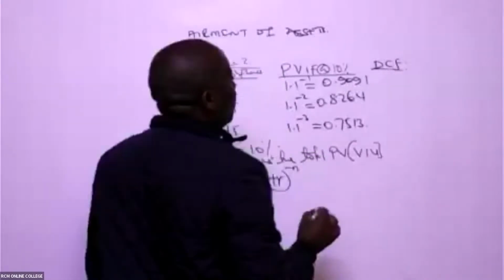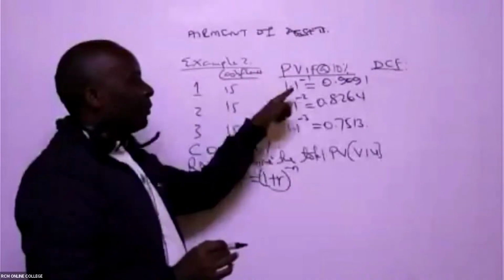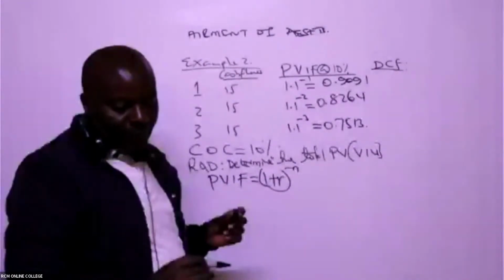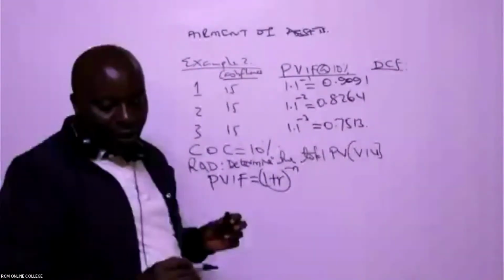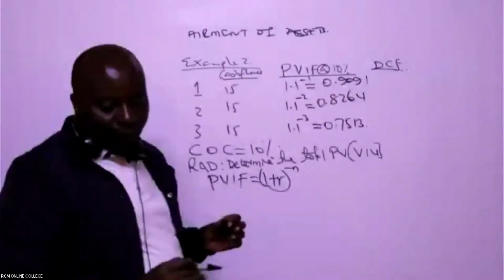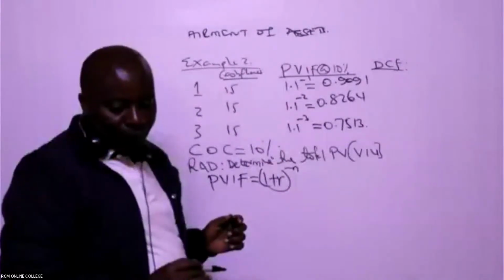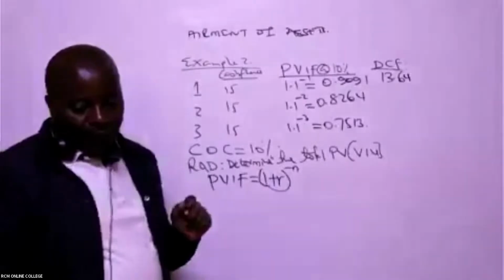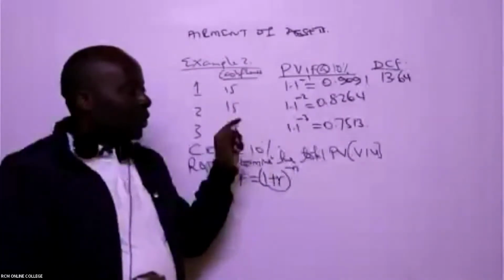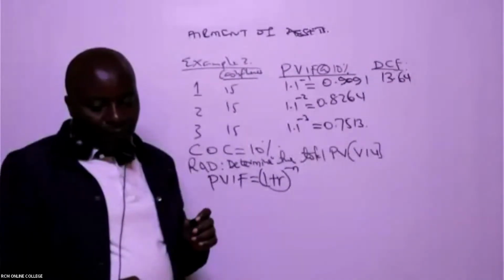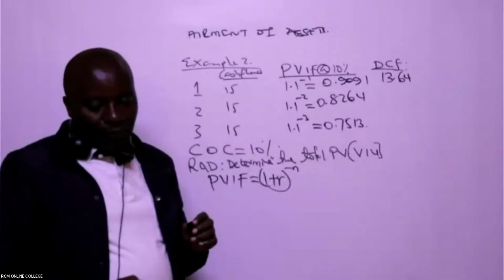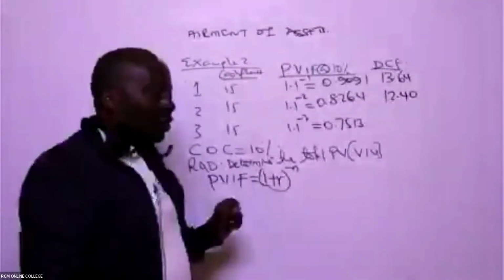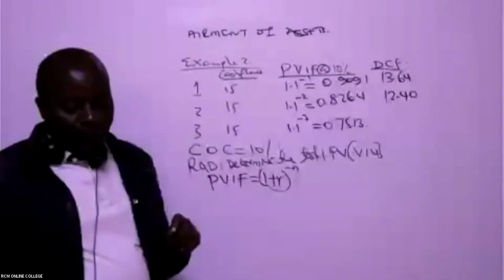Then come and give me the discounted cash flows. So 15 times 0.9091. What are we getting, ladies and gentlemen? $13.64. And then we have 15 times 0.8264, which is 12.40. And lastly, we have 15 times 0.7513.